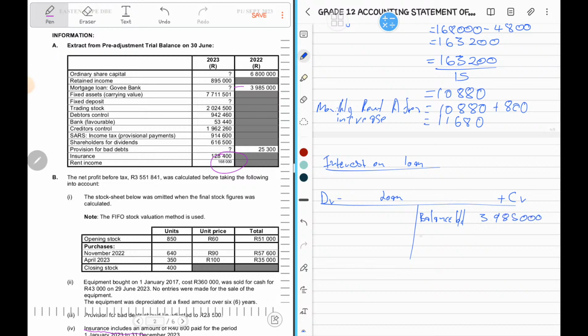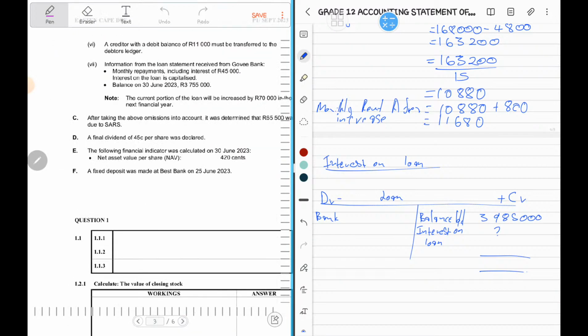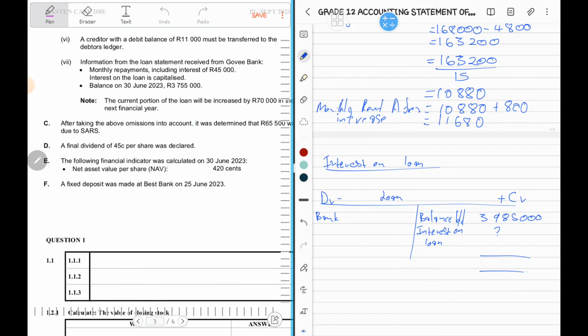3,985,000. Then interest on loan will be our balancing figure. Then here, the bank, it represents the payment. Now for the payment side, remember, in terms of the loan, they said that the monthly repayment. So here we only want the annual repayments.